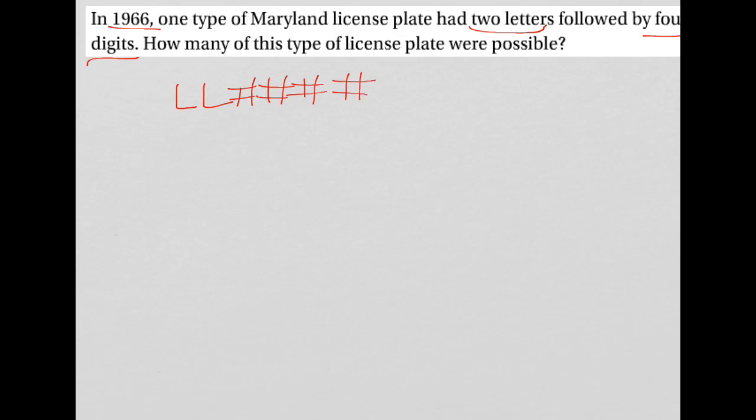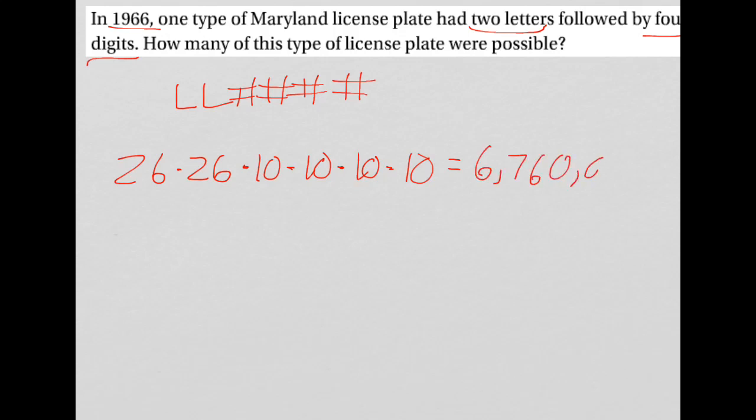Well, there are 26 letters in the alphabet, so we're going to get 26 times 26 times 10 times 10 times 10 times 10, because there are 10 possible numbers for us to choose from, 0 through 9. So multiply that all together, and you should get, let's see, what is that number? 6,760,000 possible license plates following that scheme right there. Cool. Moving forward.